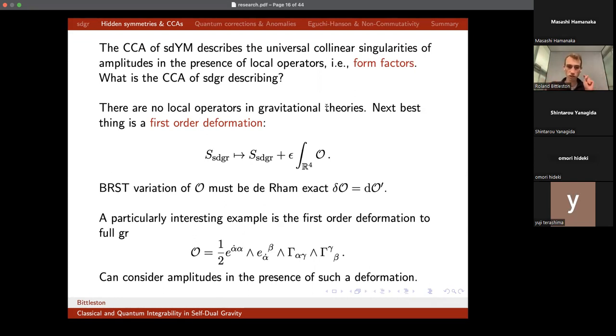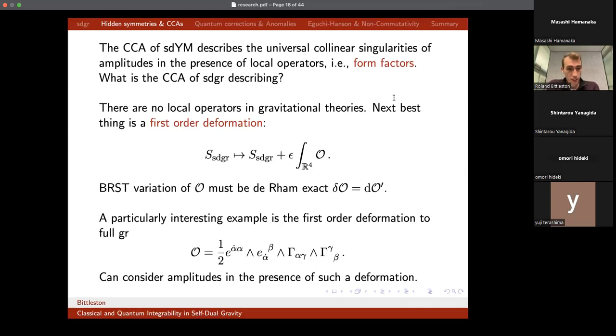And you can use a single insertion of an operator to move you one step away from the self-dual theory. And those go by a name called form factors. Unfortunately, in gravity, life isn't so easy. We'd really like to make a statement analogous to that: that this chiral algebra is telling us about the collinear singularities of amplitudes in the presence of local operators in gravity. Of course, there are no local operators in gravitational theories, so that can't be quite what the algebra is describing.